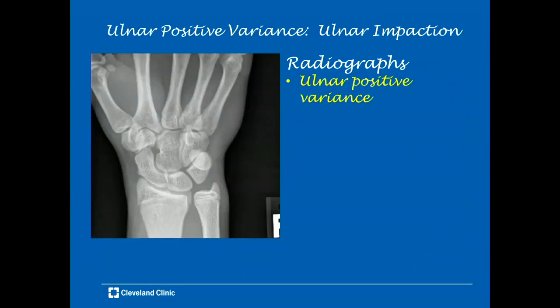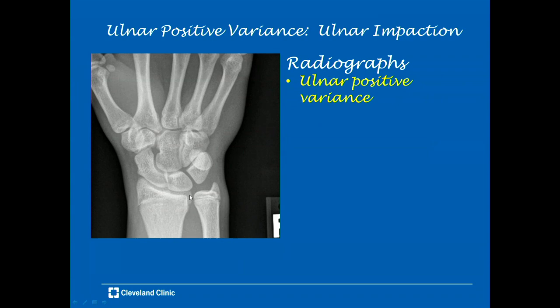Another abnormality of joint alignment that can be seen on wrist MRI is ulnar impaction, also known as ulnar abutment. And this results from an ulnar positive variance or a long ulna, as can be seen here, where the ulna is longer than the distal radial articular surface.